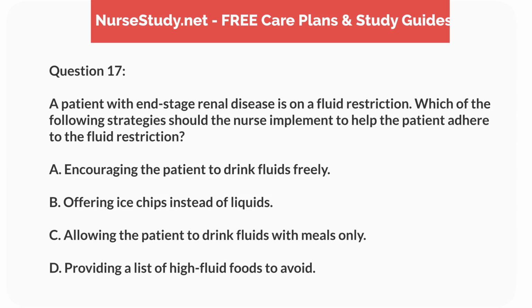Question 17. A patient with end-stage renal disease is on a fluid restriction. Which of the following strategies should the nurse implement to help the patient adhere to the fluid restriction? A. Encouraging the patient to drink fluids freely. B. Offering ice chips instead of liquids. C. Allowing the patient to drink fluids with meals only. D. Providing a list of high-fluid foods to avoid.